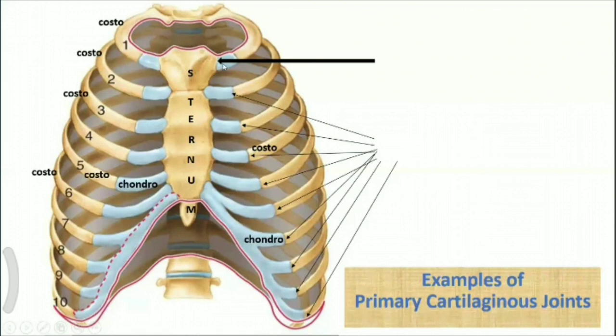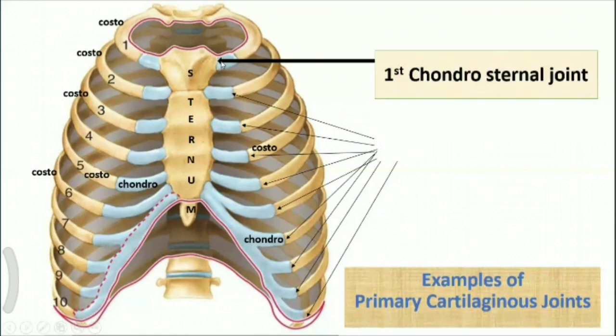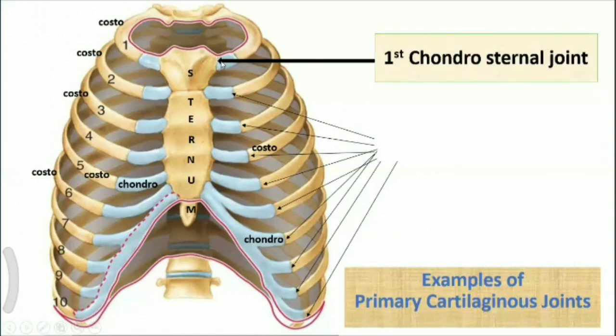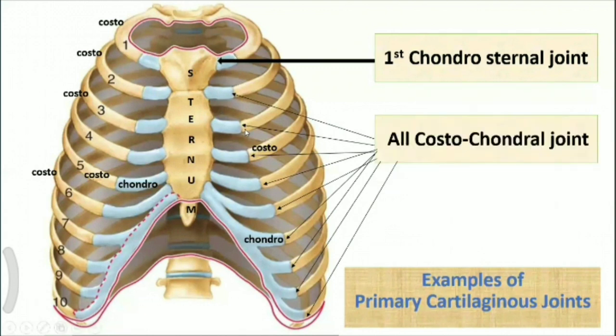So look at this joint. It is the first costochondral joint, and the first chondrosternal joint. The first chondrosternal joint is a primary cartilaginous joint. Mind it. And all other costochondral joints, without any exception, are examples of primary cartilaginous joint.